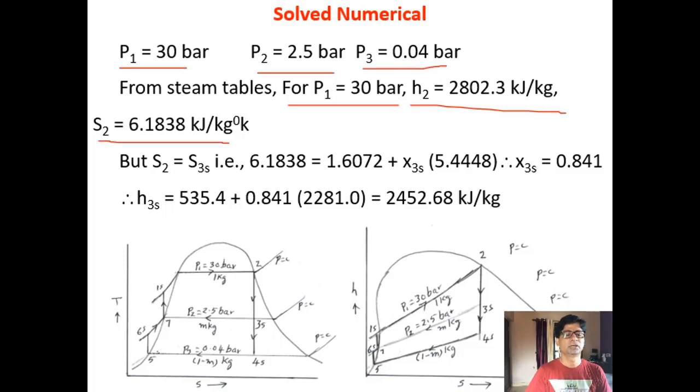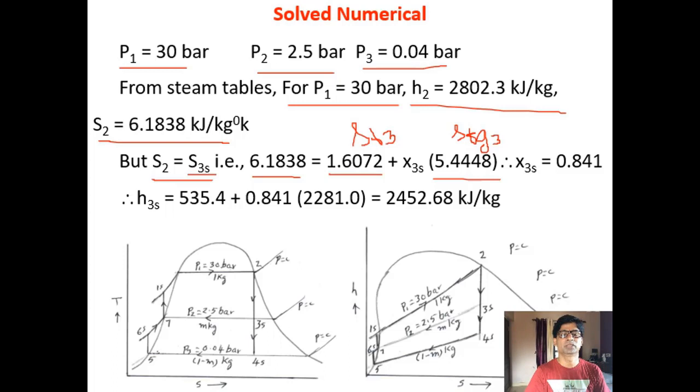Okay, but S2 is equal to S3s. So S3s means what? That is nothing but SF3 plus X3 into SFG3. So this is SF3, and you can write a separate formula also. So X3 and this is SFG3 for your information. Since I use the formula directly, I substituted there. So actually this is S2, this is SF3 plus X3s SFG3. So that is nothing but S3s.